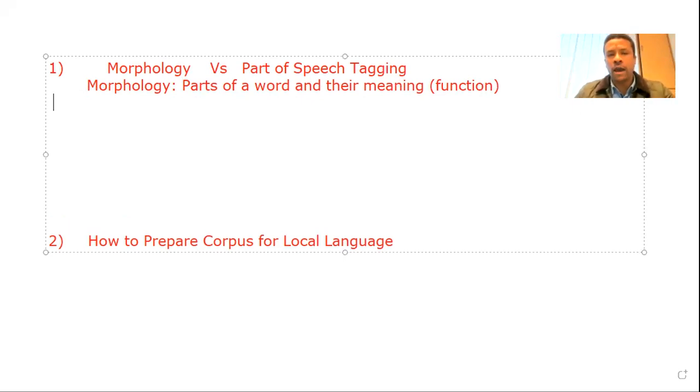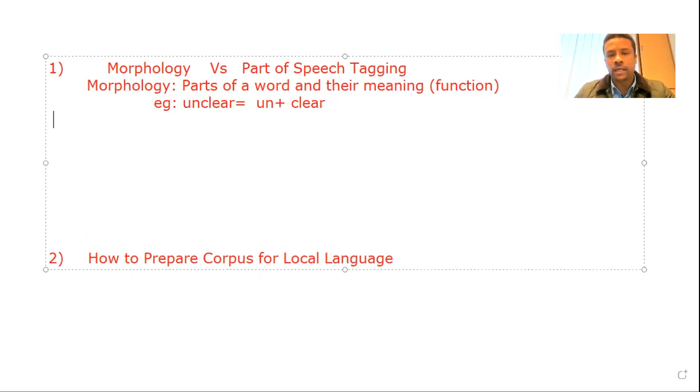For instance, let's take an example. If you have a word like "unclear", this is a single word. Now, to analyze or understand this word, what we need to do is look into the parts. And when you do that analysis, it shows you that this word is a combination of the morpheme "un" and another morpheme, which is "clear".